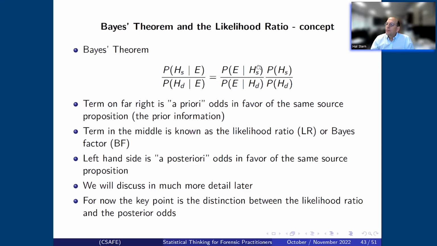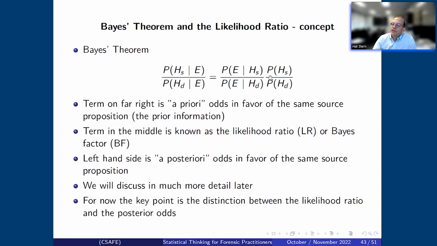The second term, the term in the middle, if you will, is known as the likelihood ratio. This likelihood ratio will come back later, as I said, but it is a statement about how likely you are to get the evidence if it is the same source, how likely you are to get the evidence if it's a different source, and it looks at the ratio of those two probabilities.